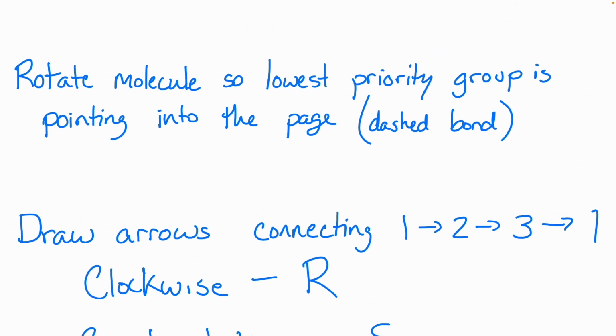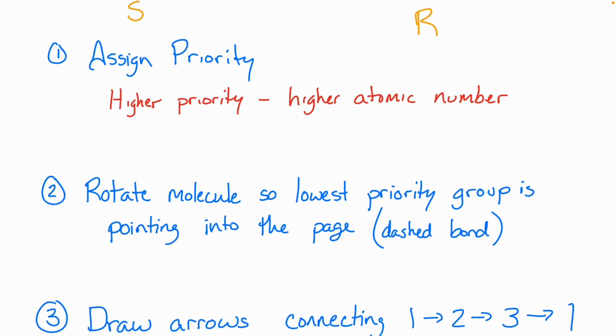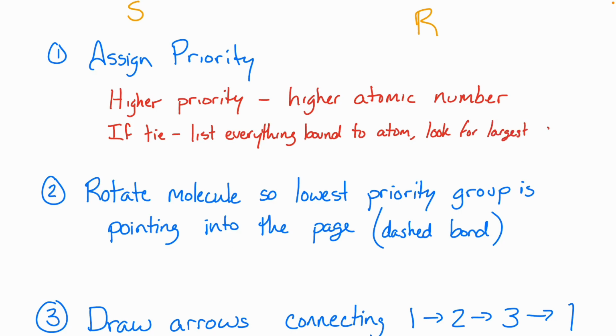Okay, so when we're assigning a priority, highest atomic number, if there's a tie, we have to list everything bound to that atom and look for the largest atomic number. Okay. If it's a double bond, you want to list that atom twice. I'll show you what I mean by that here in a second.